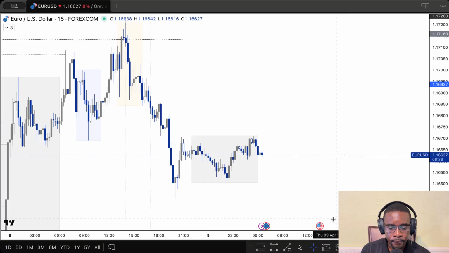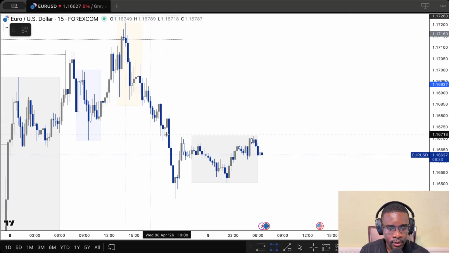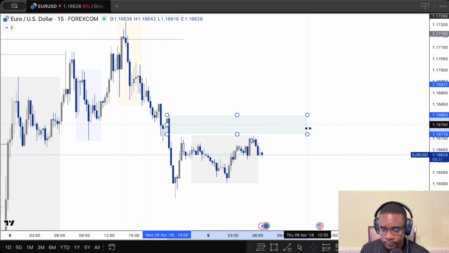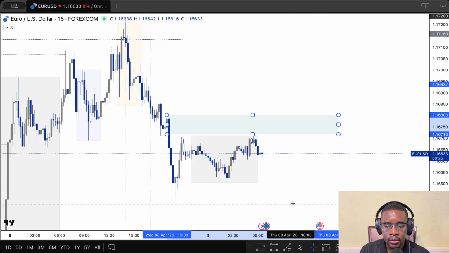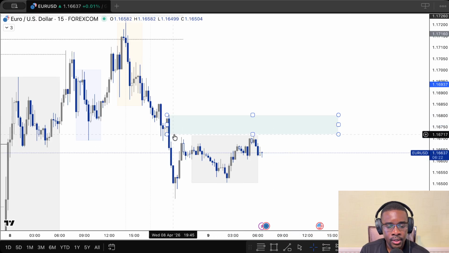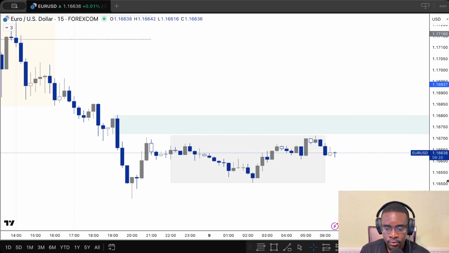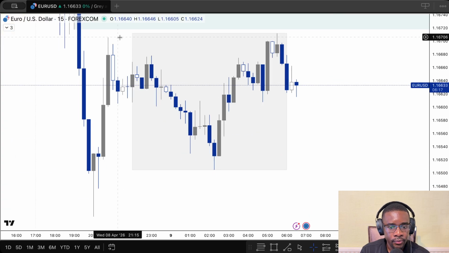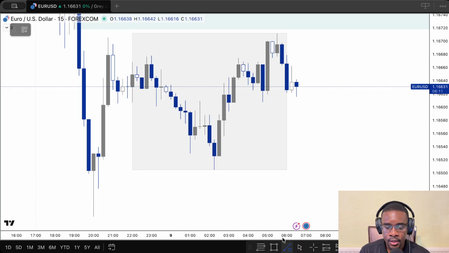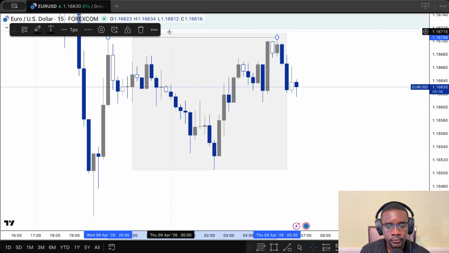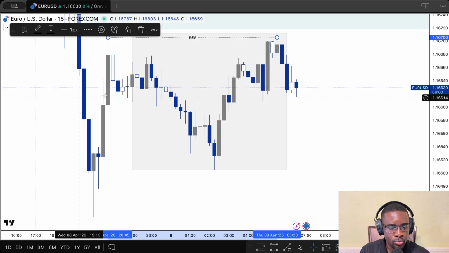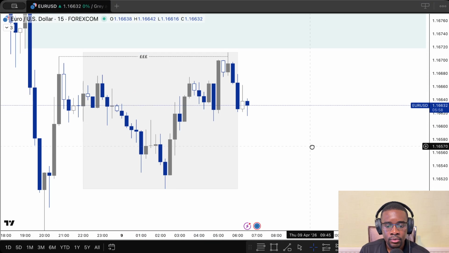Is possibly, okay, so we do have this area. I'm just gonna mark it out. Okay, that's a 15. So I might want to see price come in and mitigate. So do we have any sweeps? Okay, so price has already swept this high, previous day high, right there. So that's a 15-minute sweep. Okay, so we already have a sweep.